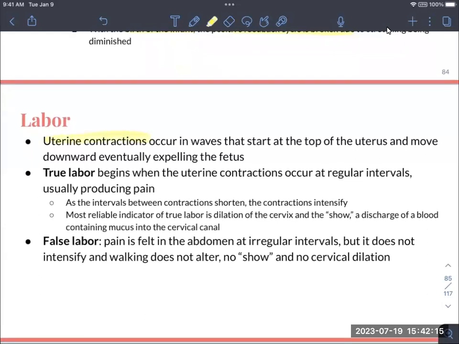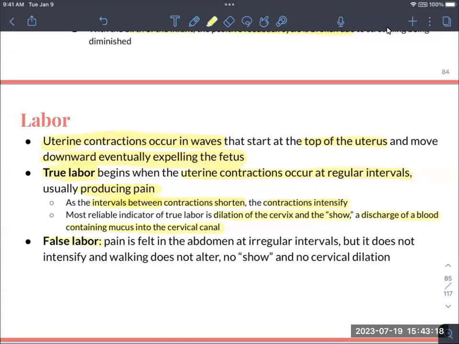These uterine contractions occur in waves. So they start at the top of the uterus and they move down to help try to expel that fetus out. We have true labor, and this is when these uterine contractions occur at regular intervals. They do produce pain and they're easy to time because you're looking for more regular intervals. You can time between each contraction. So as these intervals shorten, the contractions get stronger and stronger. So the best way to determine true labor is that dilation of that cervix and that show. That show is that discharge of blood containing mucus in that cervical canal.